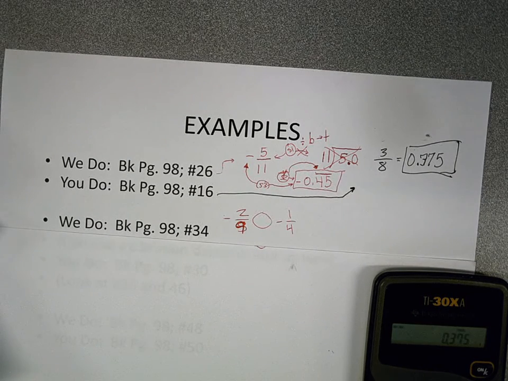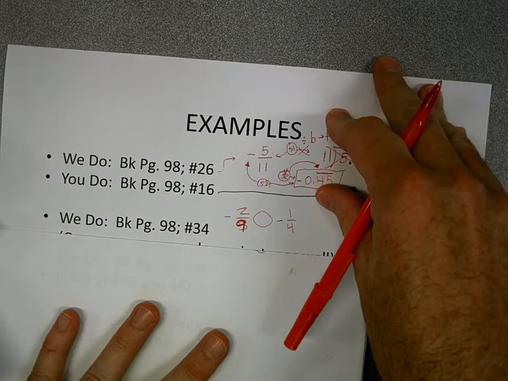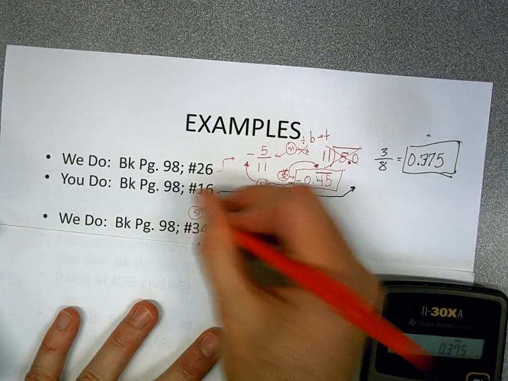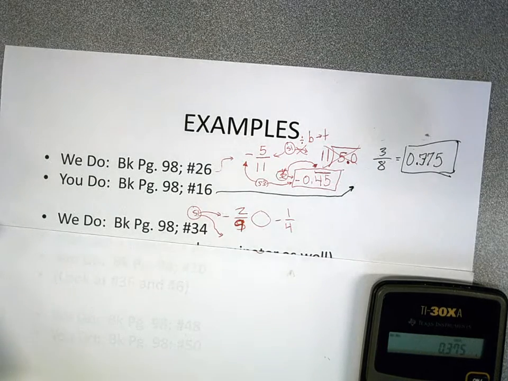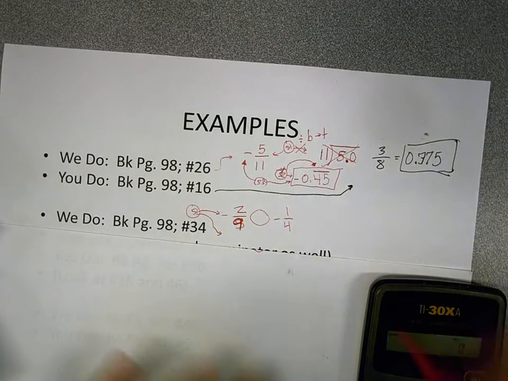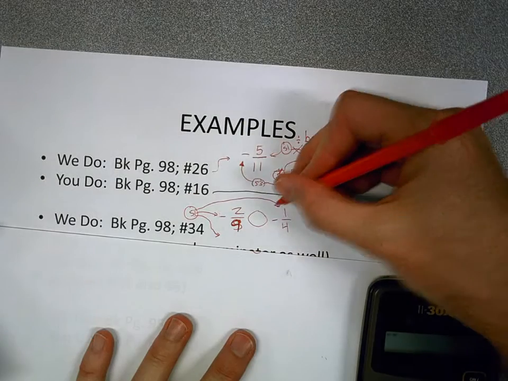It's my mistake. All right, so negative 2/9 is being compared to negative 1/4. Okay? So, of course, the directions say replace each circle there, or shaded circle in your book, with a less than, greater than, or equal to sign to make a true sentence. Okay? So, here is what you're going to do. Okay? Step one, you're going to convert these both, if needed, to decimals.